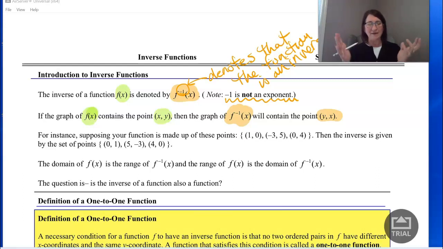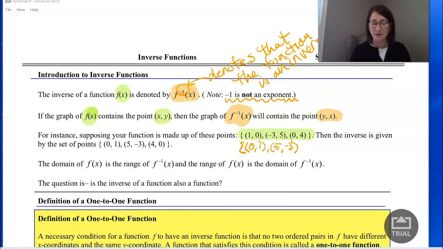So if we have a function right here in green that includes 3 members, each of those members are ordered pairs: (1, 0), (-3, 5), (0, 4). Okay, so the inverse of this function is going to still have 3 ordered pairs, but the ordered pairs will be in the opposite order. And so this in orange is going to be the inverse of the green.